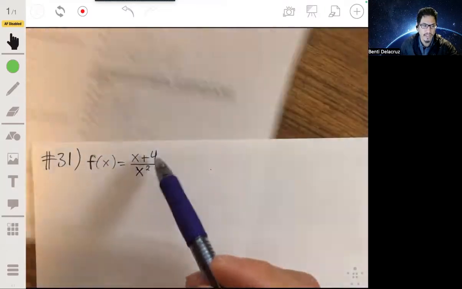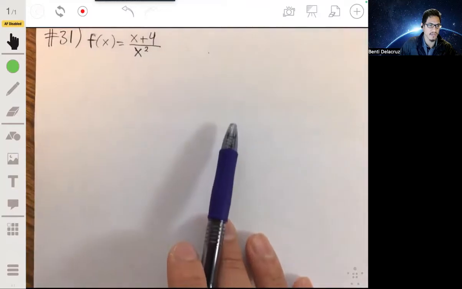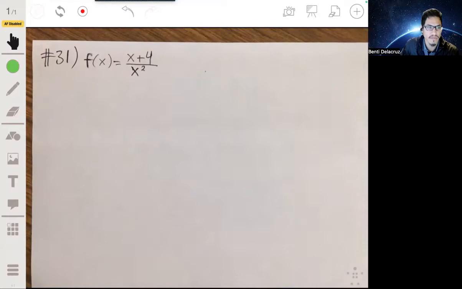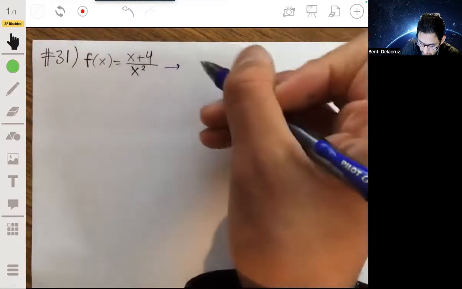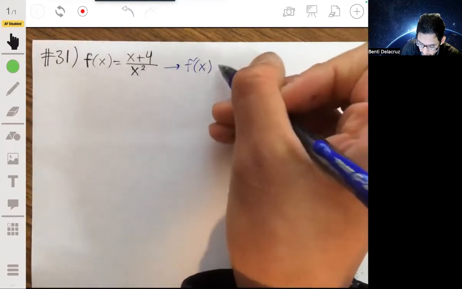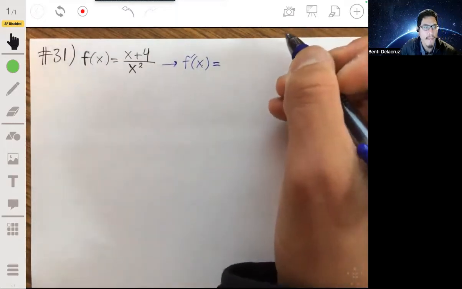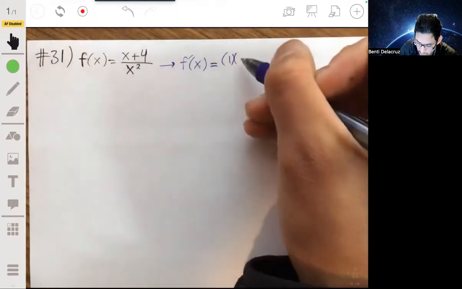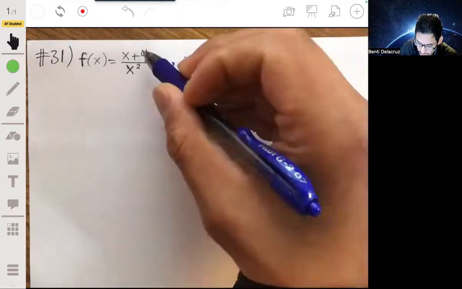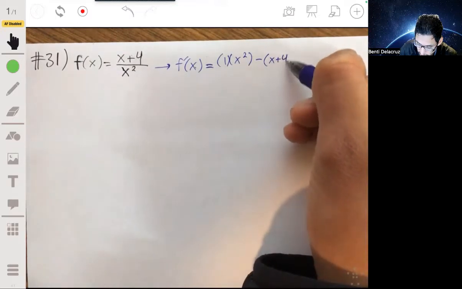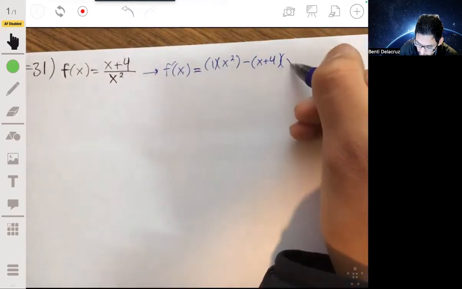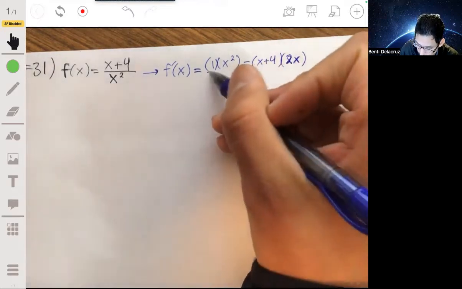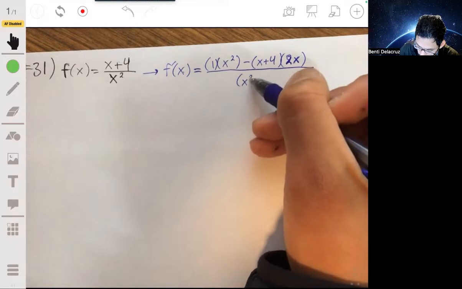So in 31, we got f of x is equal to x plus 4 over x squared. So what we're gonna do first is find the first derivative. So let's find f prime of x. We're going to use the quotient rule. So the derivative of the top, which will just be 1, times the bottom, minus the top function, multiplied by the derivative of the bottom function, 2x, all over the bottom function squared, all over x squared squared.